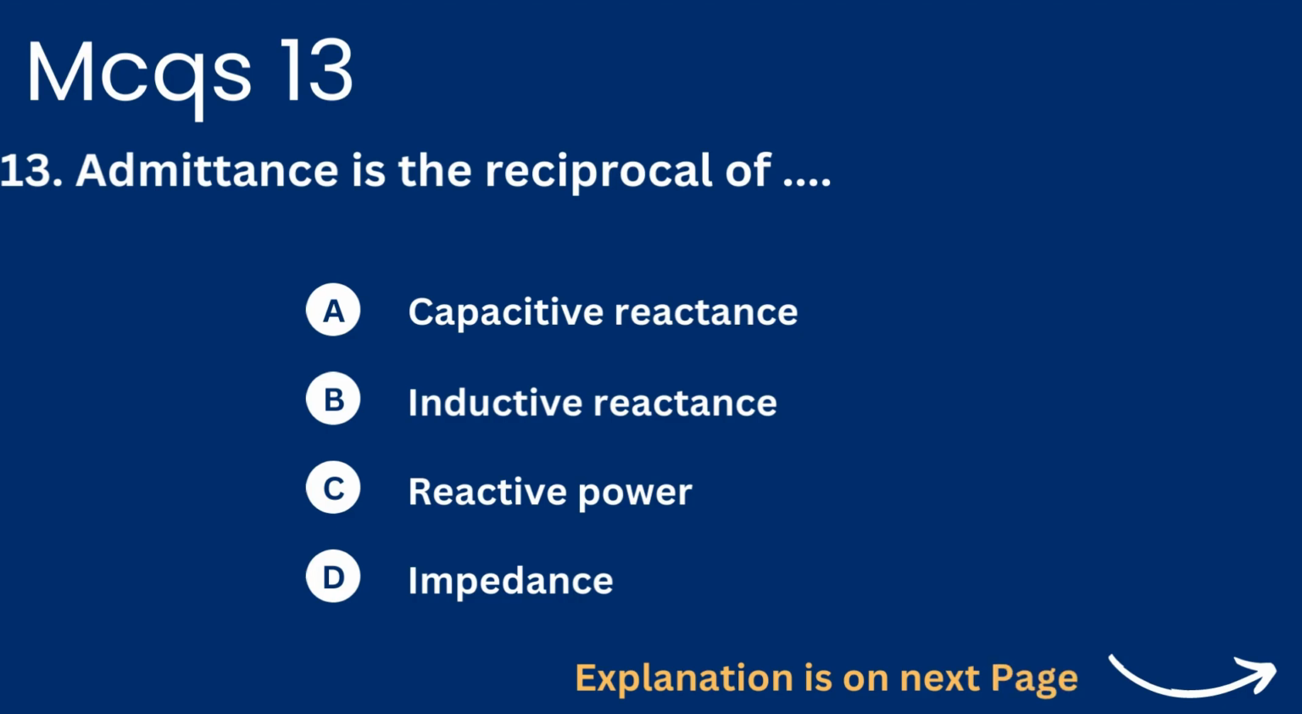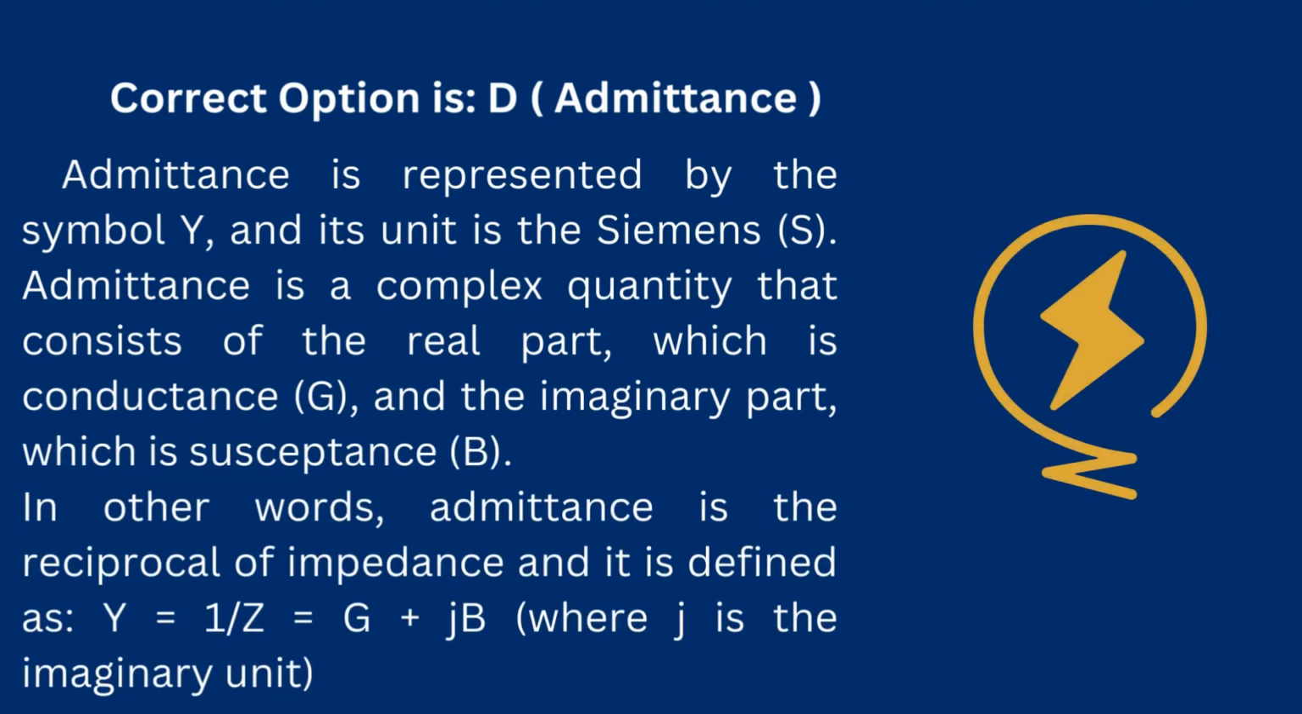So moving to MCQ number 3: admittance is the reciprocal of capacitive reactance, inductive reactance, reactive power, or impedance. So our correct option is D, impedance, because admittance is represented by the symbol Y and its unit is Siemens. Admittance is a complex quantity that consists of the real part, which is conductance G, and the imaginary part, which is susceptance B. In other words, admittance is the reciprocal of impedance and is defined as Y equals 1 by Z, which equals G plus jB, where j is the imaginary unit.